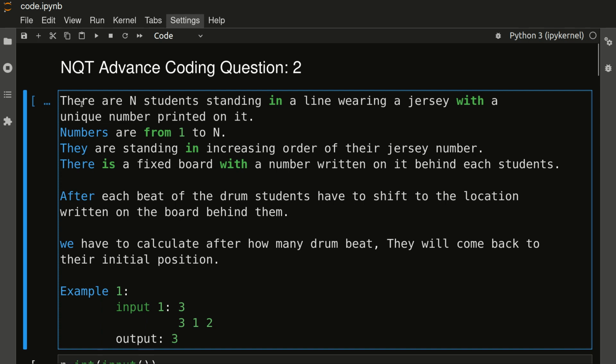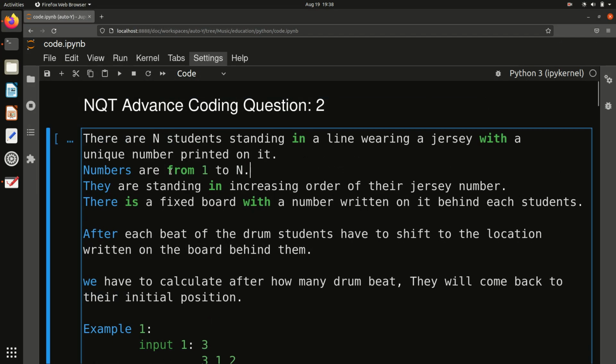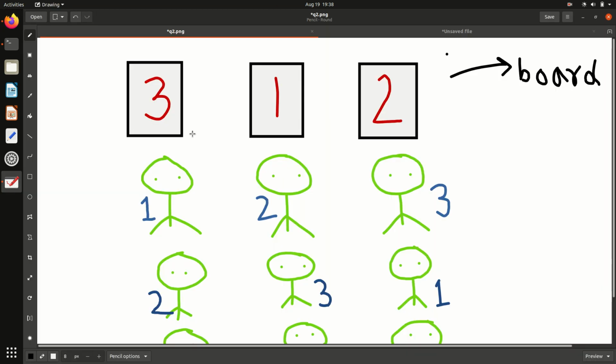So the statement is there are n students standing in a line wearing a jersey with a unique number printed on it. Numbers are from 1 to n. They are standing in increasing order. So let me show you a diagram also, so that we will understand it better.